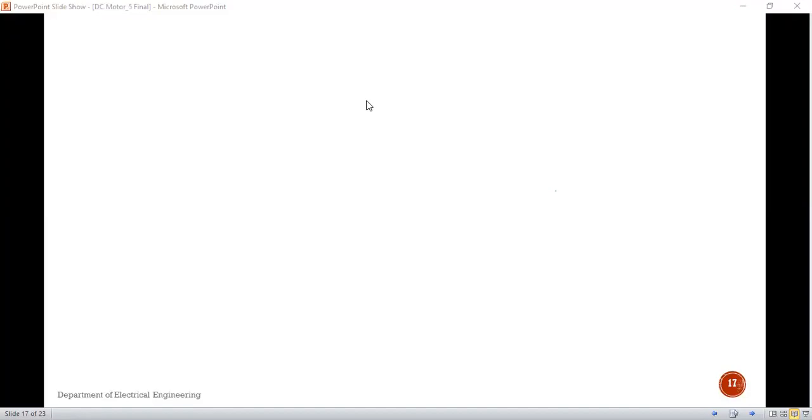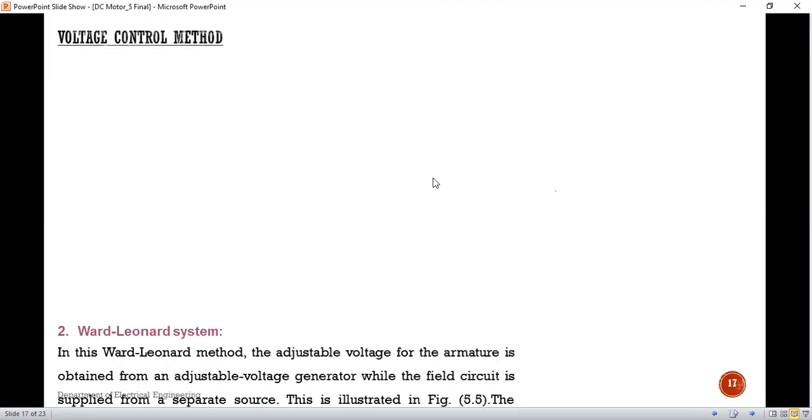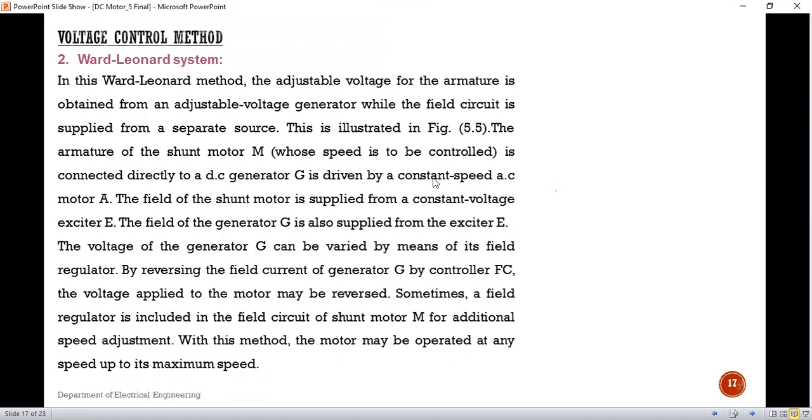Okay. In that, we have already discussed two techniques: speed control by flux control, and speed control by armature control. Again, in the voltage control method, we have already discussed multiple voltage control methods. Now, one of the voltage control methods is the Ward-Leonard system, and I have already given a brief introduction to the Ward-Leonard system.